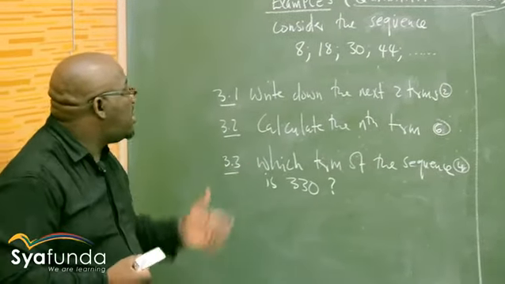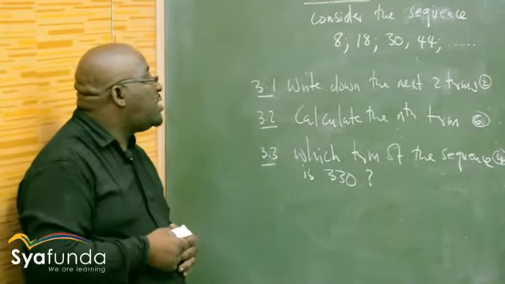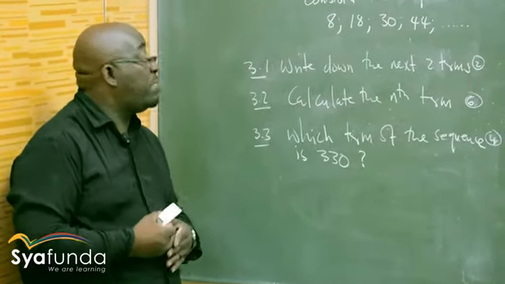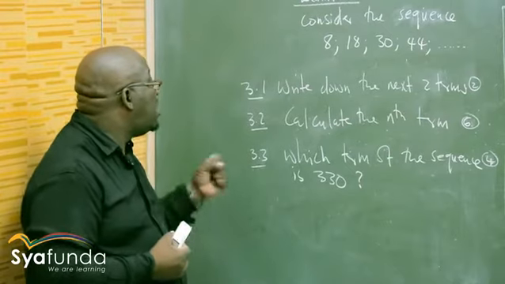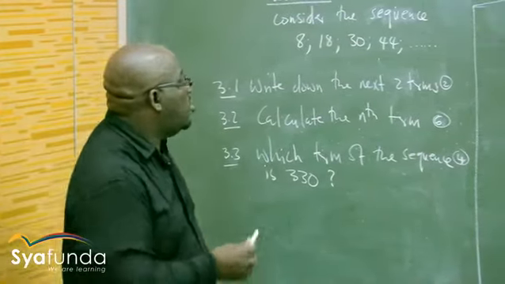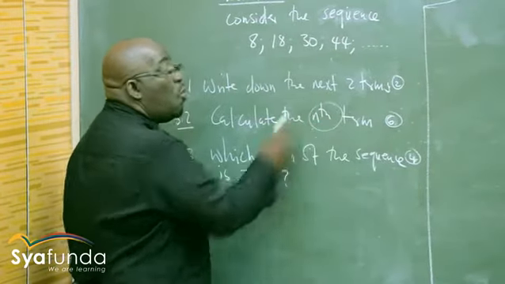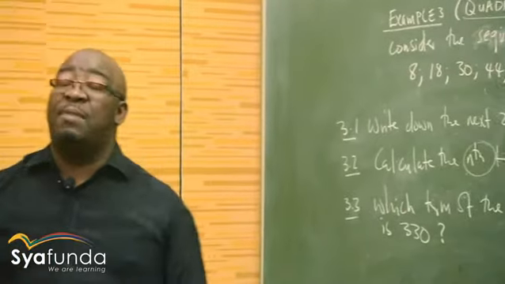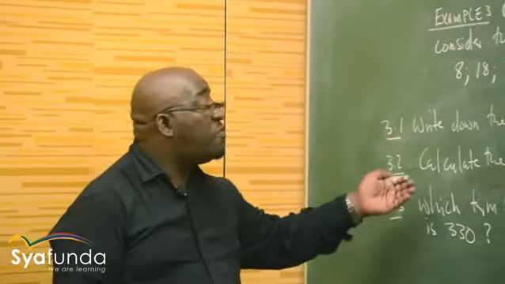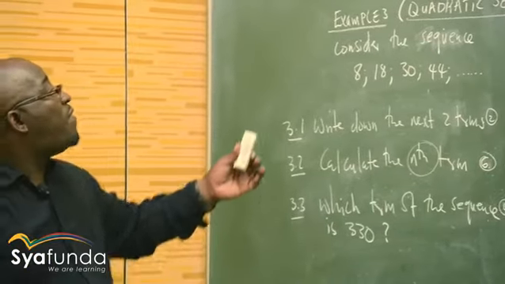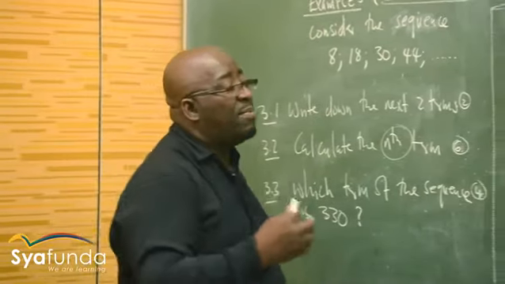Let's look at the next question that is being asked here. Calculate the nth term. Remember, it's about 6 marks. It's a big mark, 6 marks. Calculate the nth term. Remember what I said to you about the nth term. What is the nth term? The nth term is nothing else but the general term. In other words, what we are required to find here is the general term. What is the general term of a quadratic sequence?